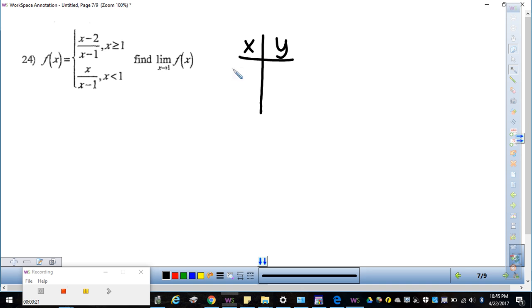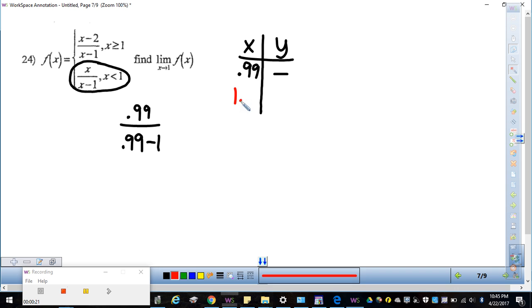So something to the left of 1 could be 0.99. Because it's less than 1, we have to plug that into this bottom function. So think about doing 0.99 over 0.99 minus 1. This is going to be a positive over a negative, which is negative.